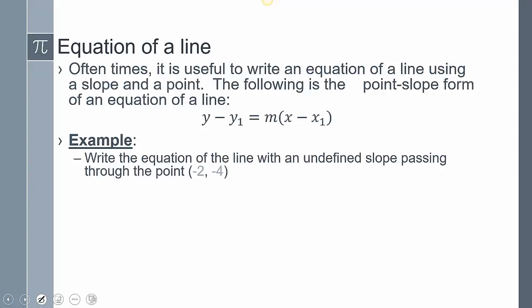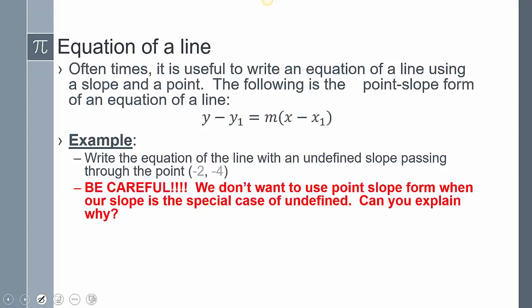Now, oftentimes it's going to be useful to write an equation of a line using the slope and a point, but just understand that sometimes maybe something funky could happen. So if I wanted to write the equation of a line with an undefined slope, well, how is this going to even work? y minus y1 equals undefined times x minus x1? What? Like, how does that even work?